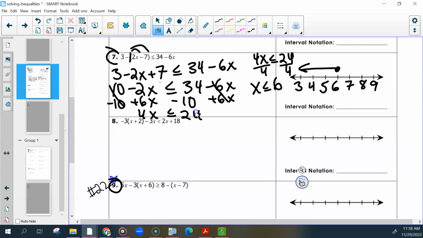Where would this start? Reading left to right. Negative infinity. So start off with negative infinity with parentheses. Where would this stop or end? 6. And would that be a bracket or a parenthesis? So negative infinity with a parenthesis, 6 with a bracket.